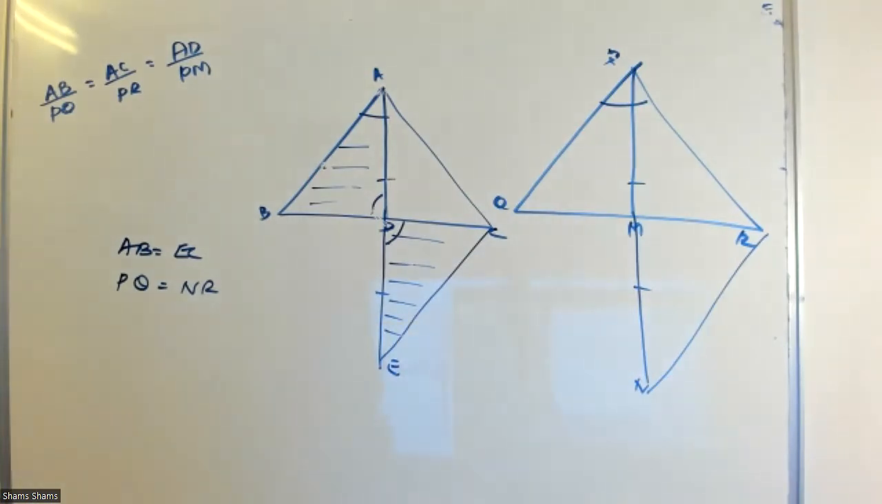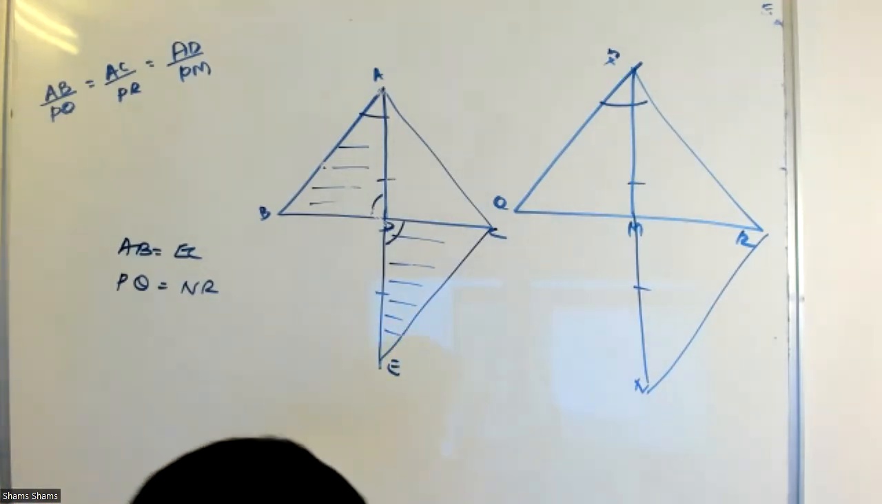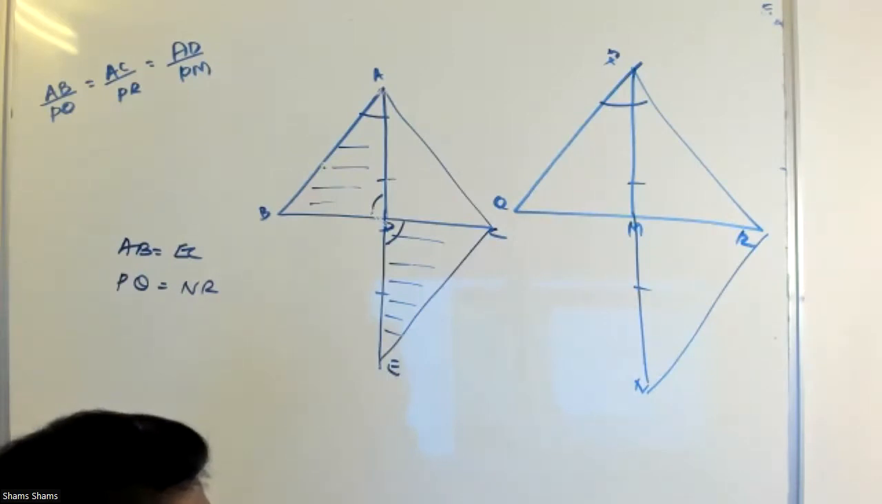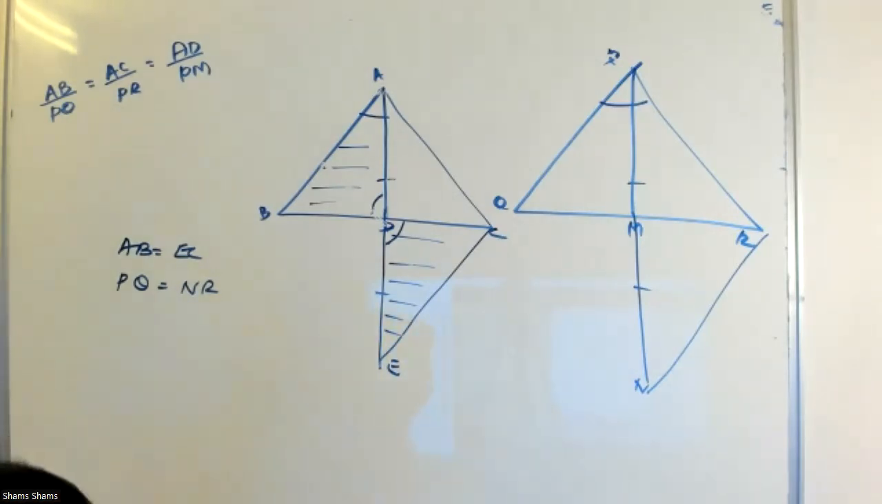Okay, right, construction: extend AD to E such that AD equal to DE. Join EC. Then similarly, extend PM to N such that PM equal to MN. Join NR.